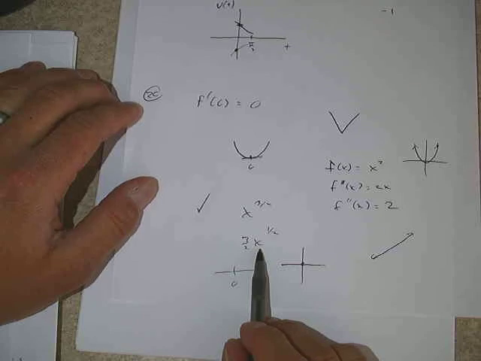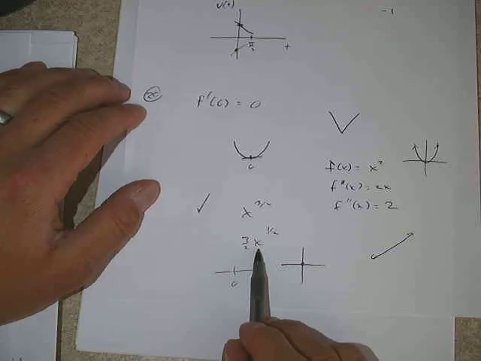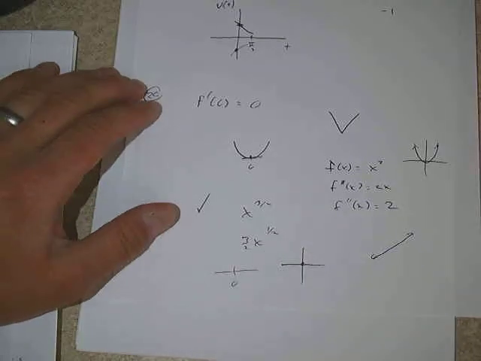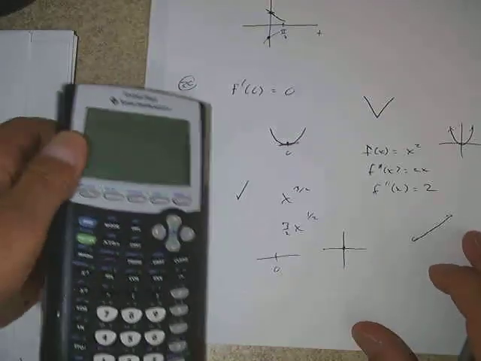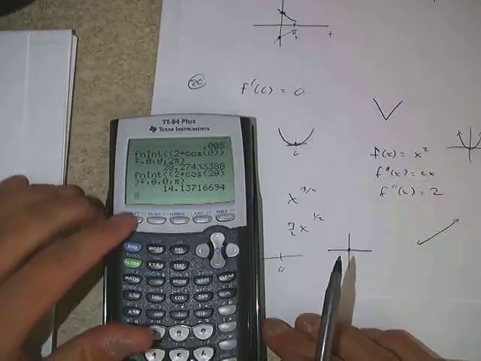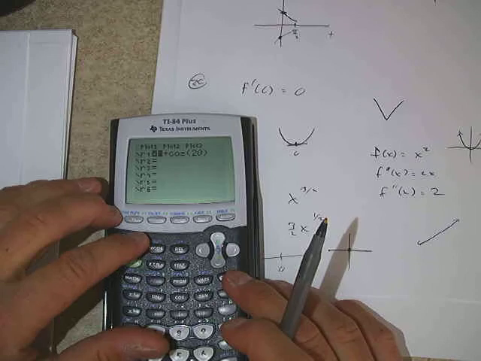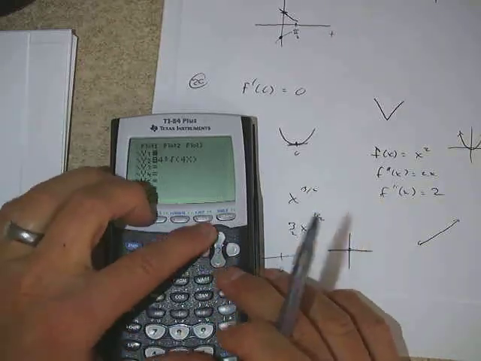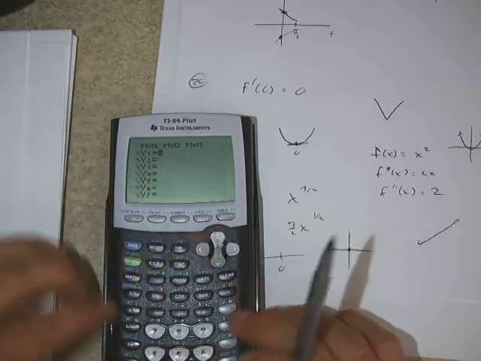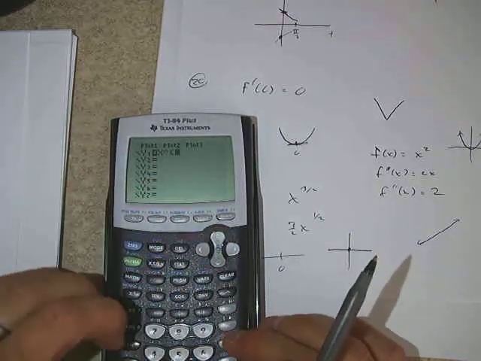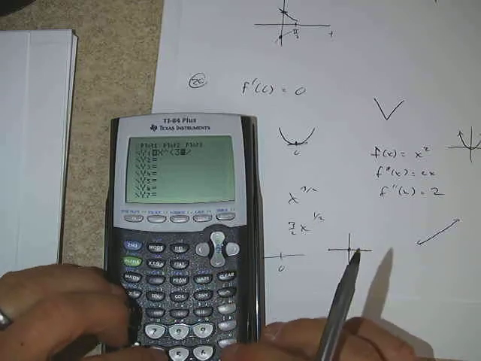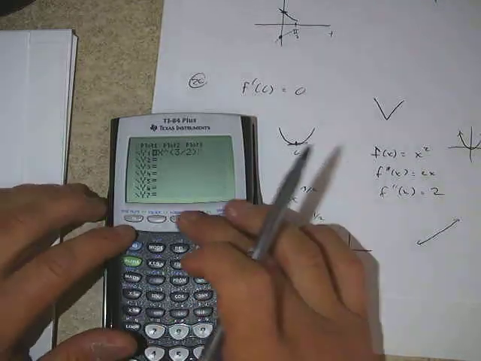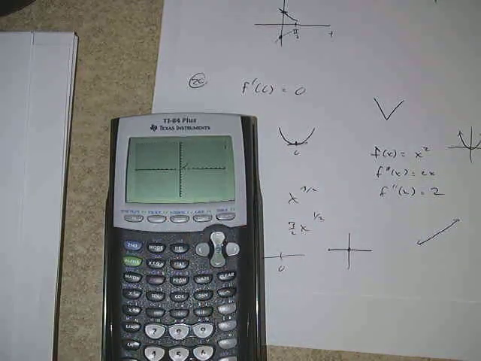What'd you find? It's x raised to the 3 halves. So if you do x to the 3 halves, you got the derivative is 3 halves x to the 1 half, right? So ultimately this would equal 0 at 0, and it also equals 0 here, right?